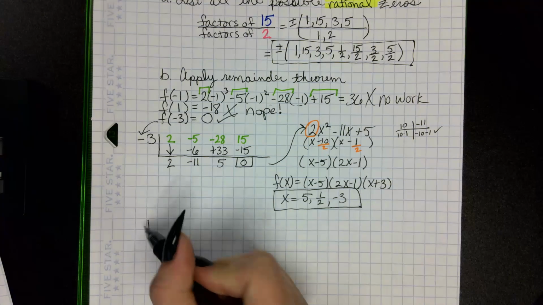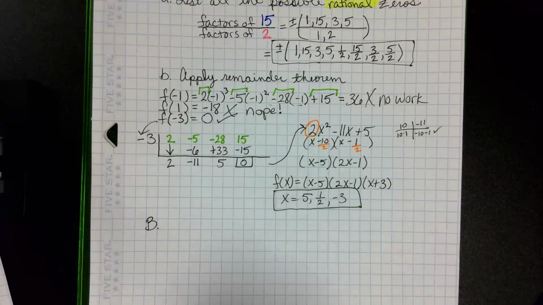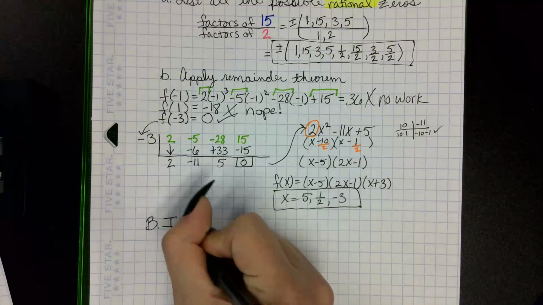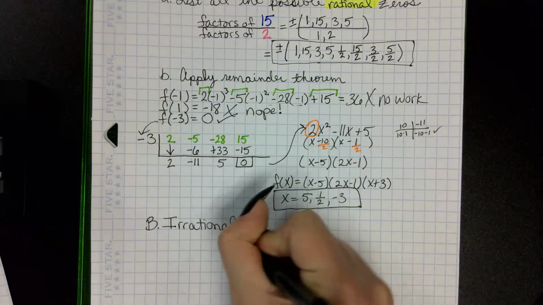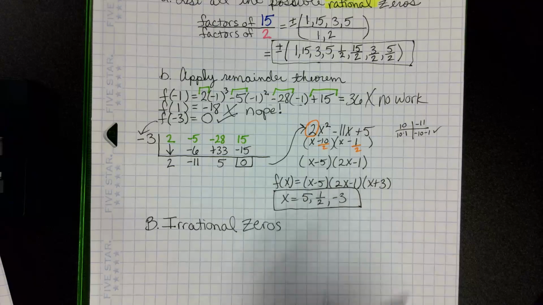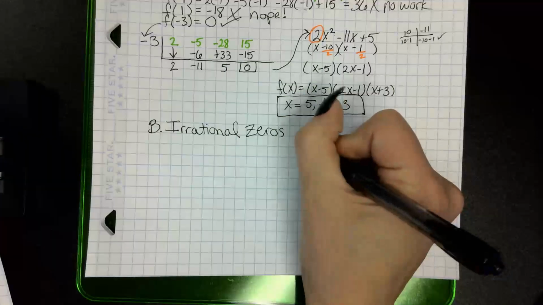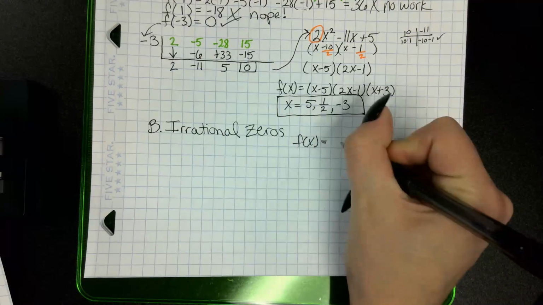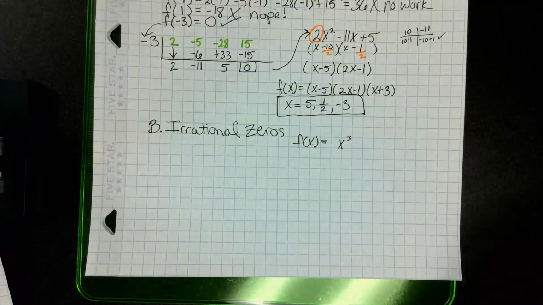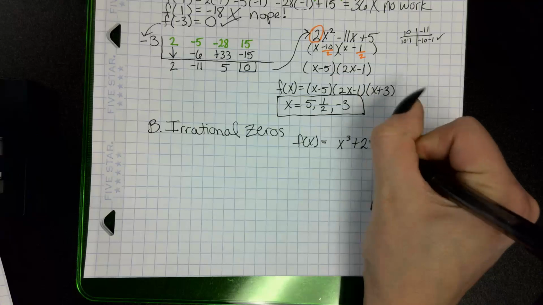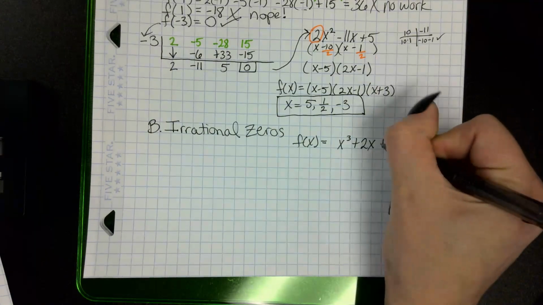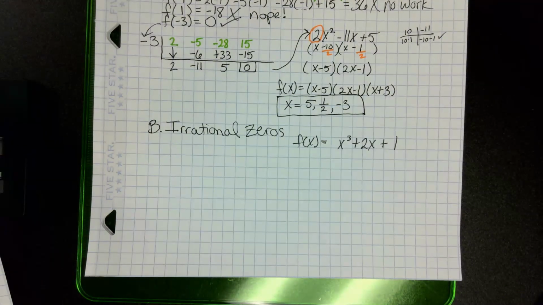And then the other part for today, that was rational zeros. Now we're talking about irrational zeros. So let's say you were given f of x equals x to the third plus 2x plus 1. You're going to go through the same steps as rational zeros. You just start the problem the same way.